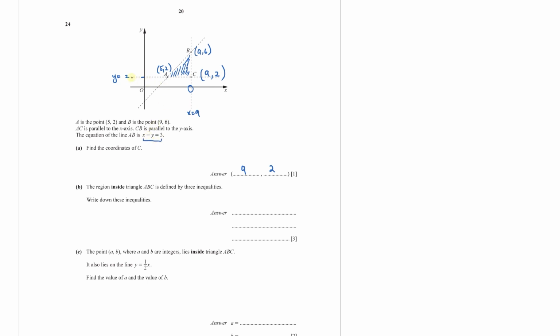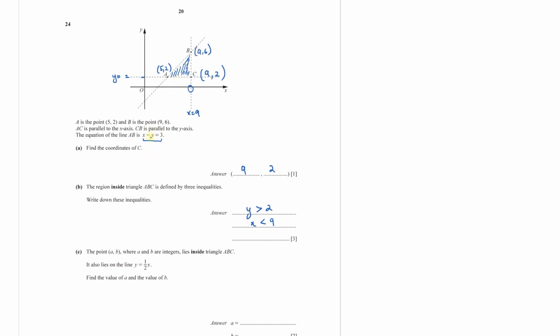Looking at the line y equals 2, the region inside triangle ABC is above this line. So this is y greater than 2. And you won't say greater than or equal to 2 because the line is dotted. It is not part of the region. You're only looking at inside the region. For the line x equals 9, the region that we are interested in is on the left side of this line, so x is less than 9. And for the line x minus y equals 3, the region is below.